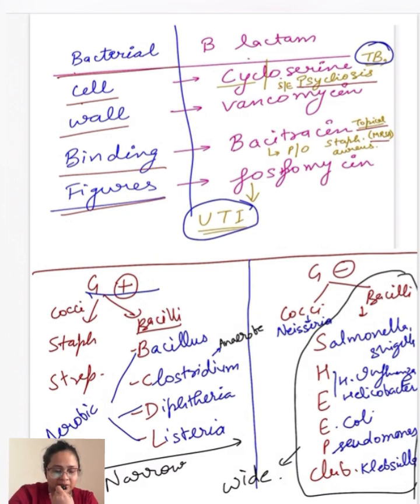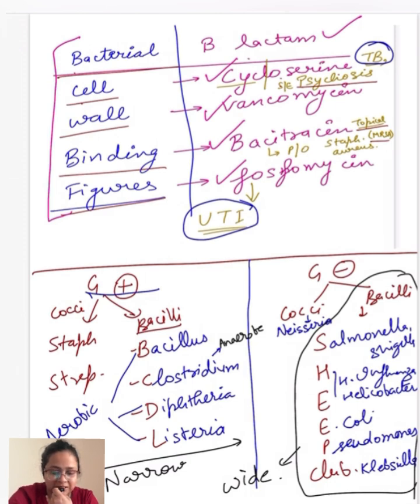So how can we remember these 5 groups? The mnemonic is "bacterial cell wall binding figures": Beta lactam, cycloserine, W for vancomycin, B for bacitracin, and F for phosphomycin.